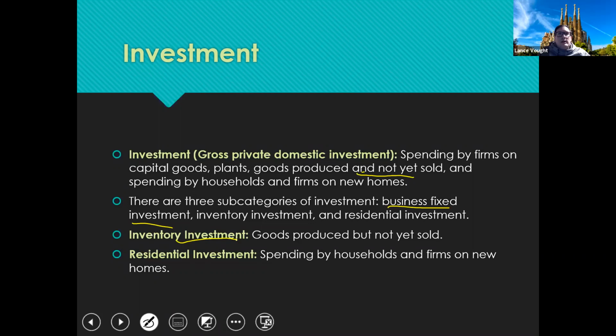And then the third category as it pertains to investment is residential investment. So residential investment is spending by households and firms on new homes or making improvements to existing homes. So like renovating, flipping, stuff like that. All of that falls under residential investment.